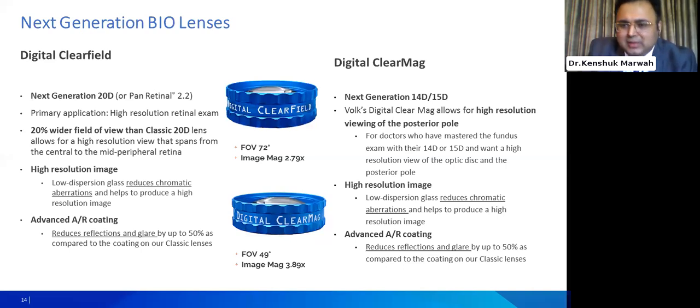I have both these lenses with me, and the digital clear mag lens I use to see my glaucoma patients, because the optic nerve is seen very clearly. Sometimes, when you are wearing an indirect ophthalmoscope, you just want to see through a digital clear mag, and it gives a very good resolution of the central part. When you're looking at a diabetic patient, you want to see the central macula also. It gives a very good view of the central retina.